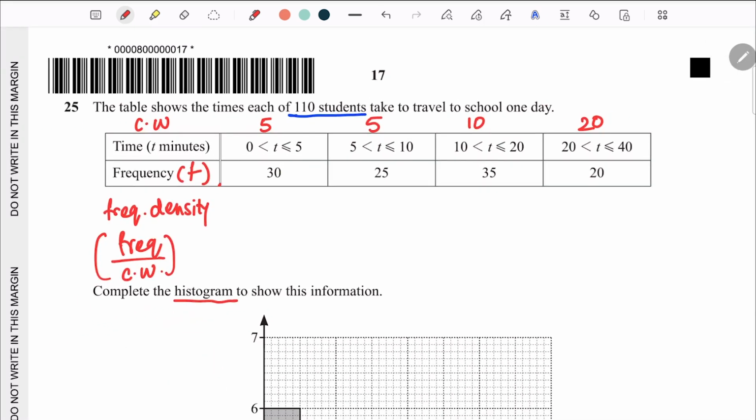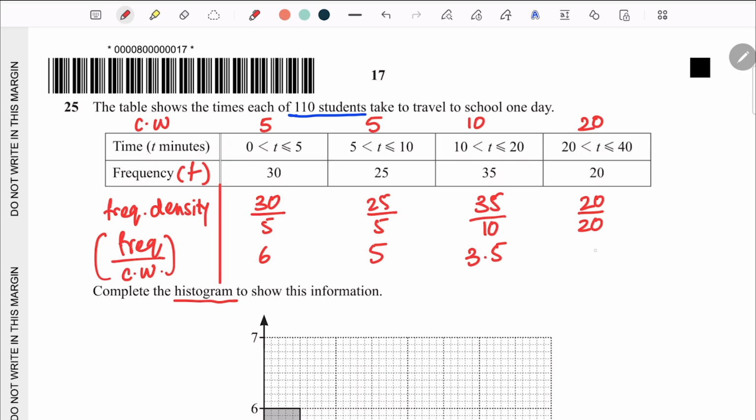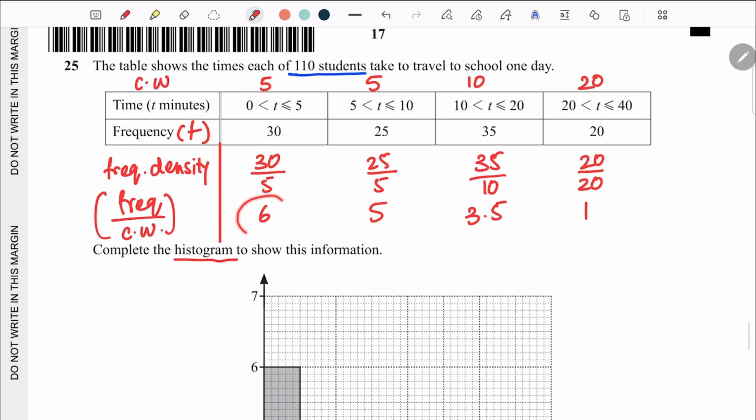Now I basically have to find the frequency density. So that is frequency divided by class width. 30 divided by 5 is equal to 6. 25 divided by 5 is equal to 5. 35 divided by 10 should be 3.5. And 20 divided by 20 is equal to 1. So these are our frequency densities.